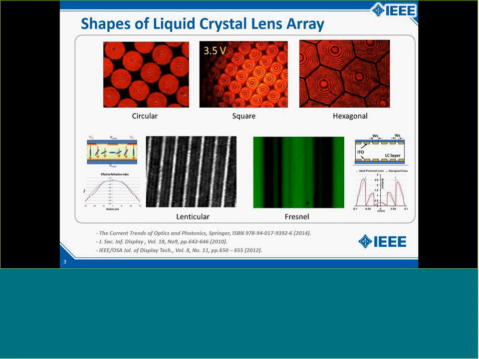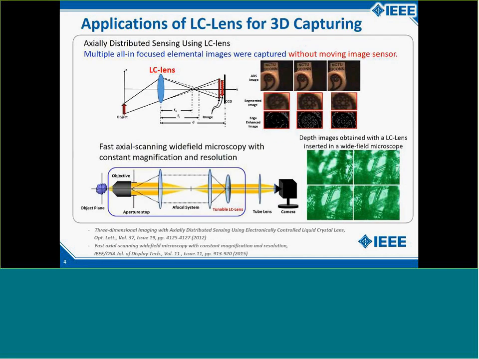The liquid crystal lens has been fabricated into various shapes of array type. It can be circular, square, hexagonal, or lenticular, which means the profile of the liquid crystal lens is spherical or parabolic, or it can be a Fresnel lens type that uses discrete electrodes to form the Fresnel lenses. Here are some publications that describe these different shapes of liquid crystal lens array.